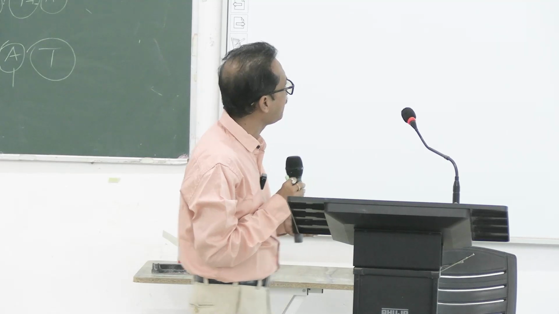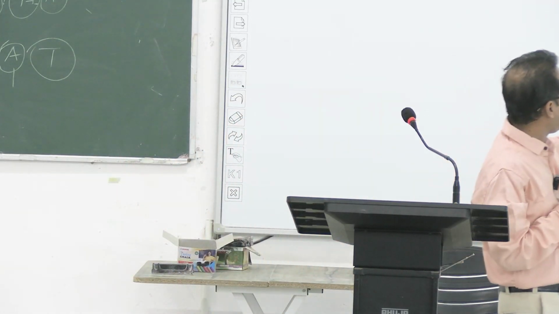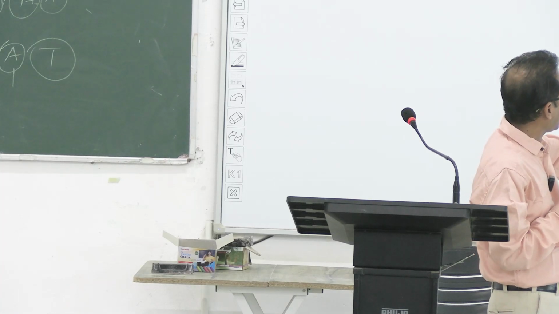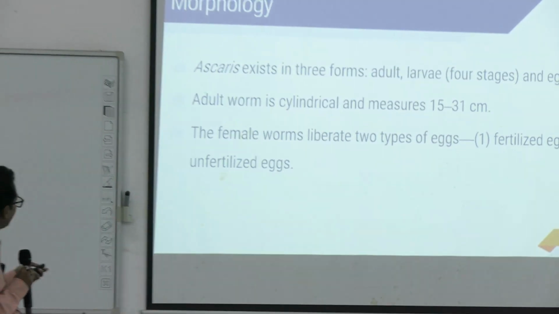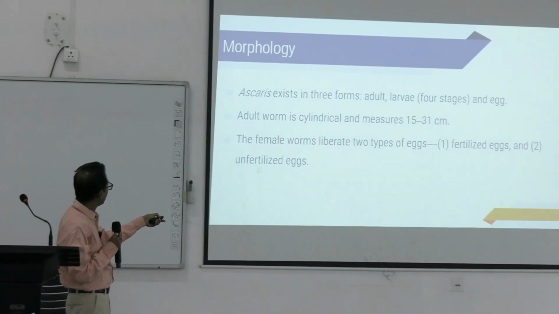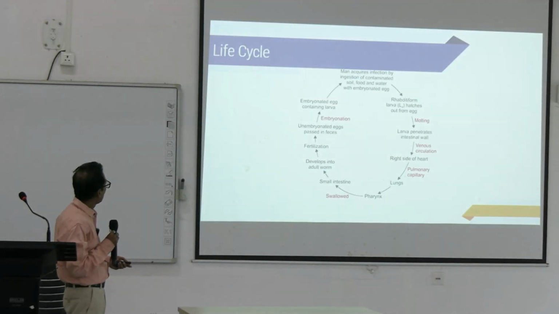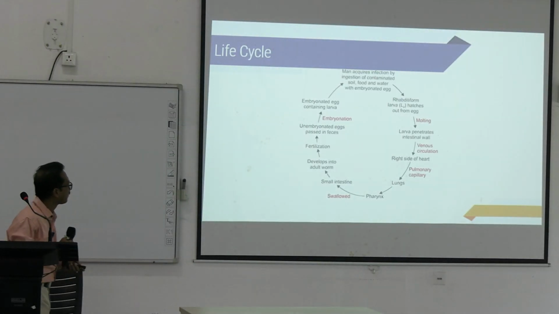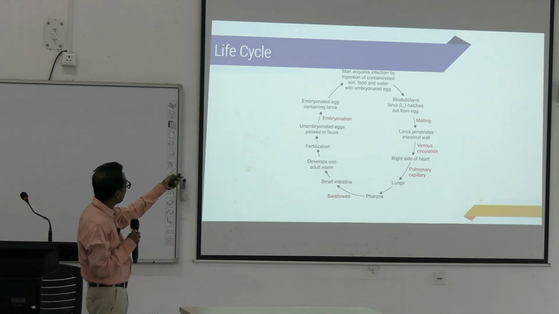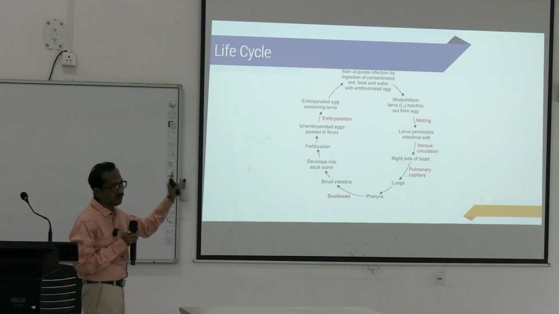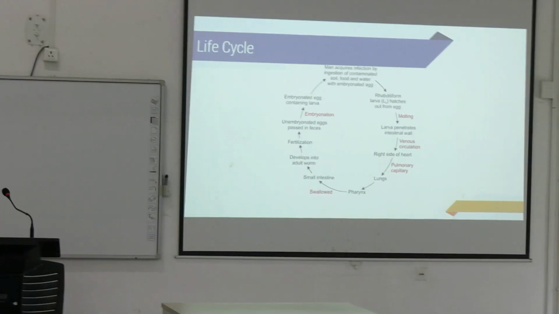What is the infective form? There are 4 forms: adult, larva and eggs. The adult worm is cylindrical, measuring 15 to 31, maybe up to 35 centimeters. The female lays fertilized and unfertilized eggs, as I have already mentioned. What is the infective form? Man acquires infection from contaminated soil or food with embryonated eggs. So the embryonated egg is the infective form.